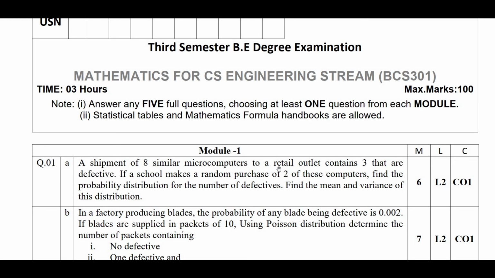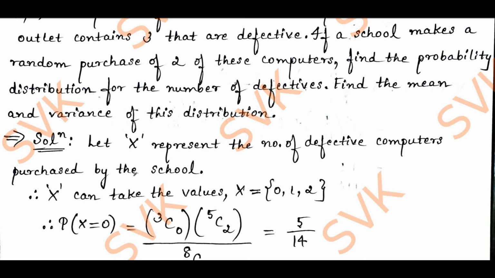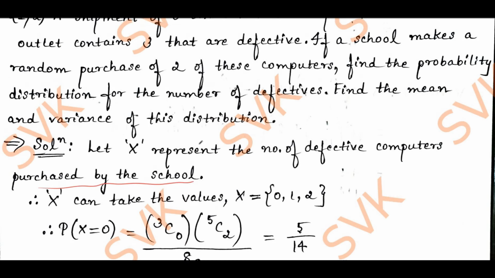So they have been asked a problem on discrete probability distribution. We'll solve this problem by using discrete probability distribution, and we also need the concept of conditional probability. So coming to the solution, first we need to define what X is. Let X represent the number of defective computers purchased by the school.